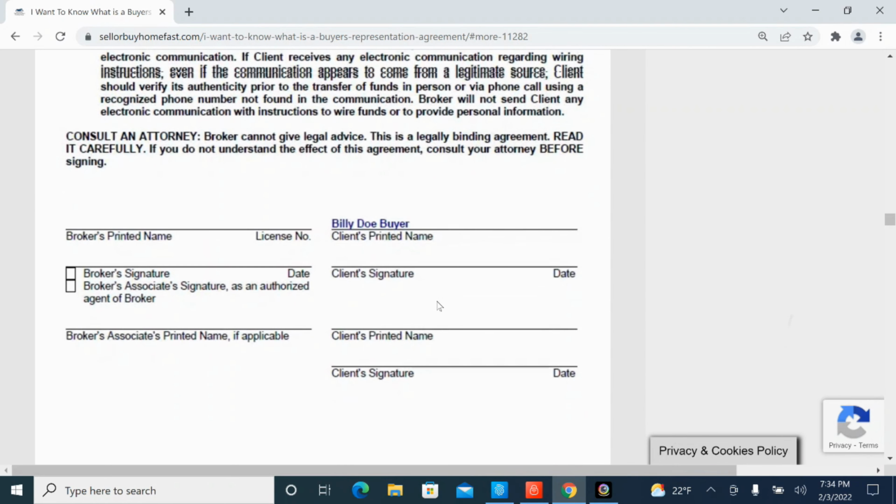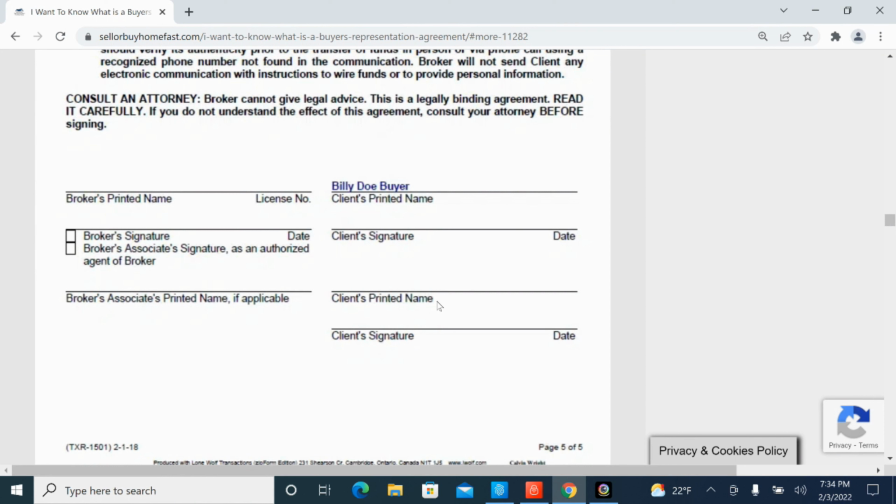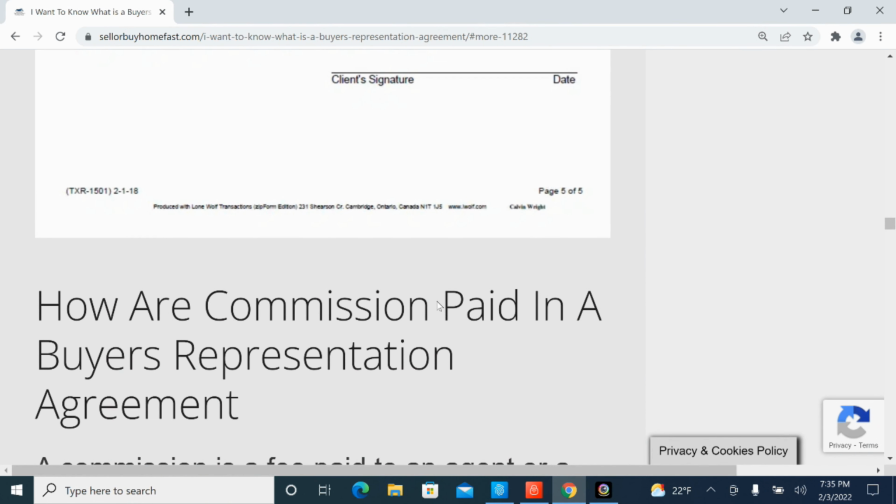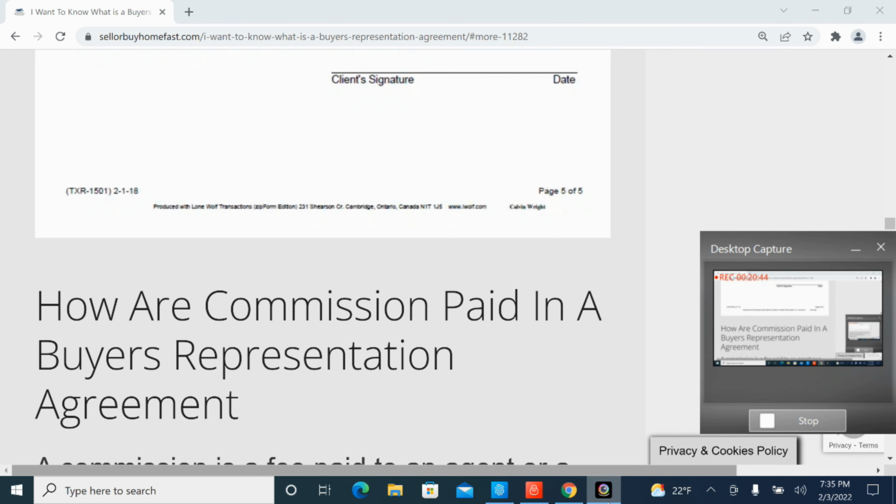Now this all talks about right here. This is where the agent will have their name printed. This is where the agent will sign and print their name. They will print the broker's name, and you will have your name, and you will sign and date it. So that's pretty much the end of this video in reference to buyer's representation.